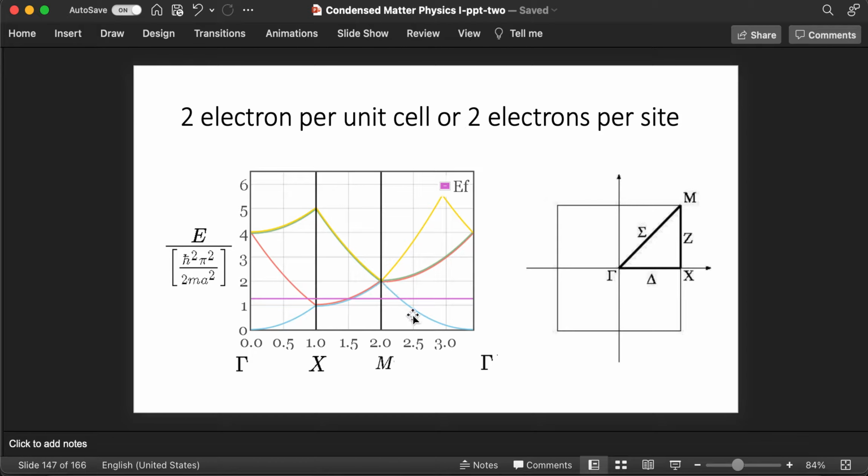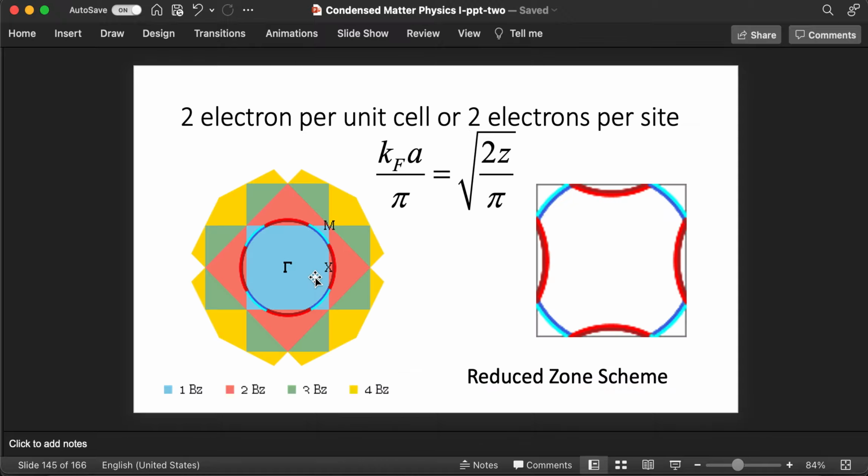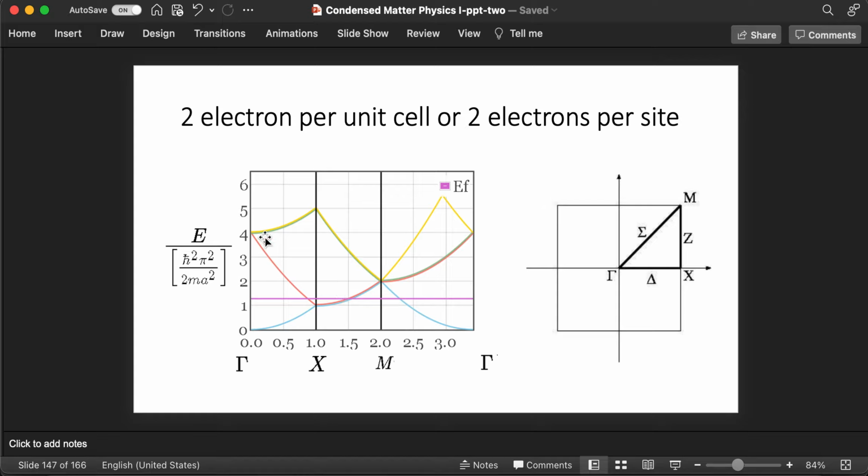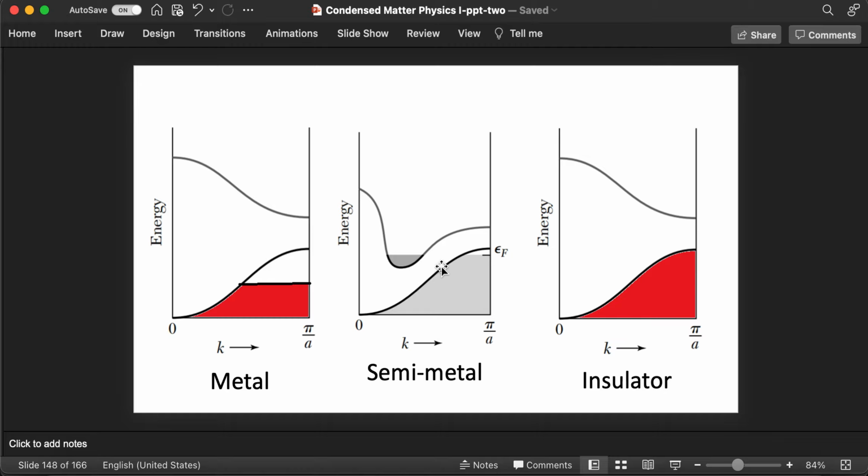It cuts one band in the first zone, that's the blue line, and then it cuts one band in the second zone, which is the red line. You can see the depiction, red or pink is the second zone. So that line corresponds to the second zone. So the Fermi level cuts two bands. That's why I said there's a band overlap. The Fermi level is here. It cuts one band in the first zone and one band in the second zone.